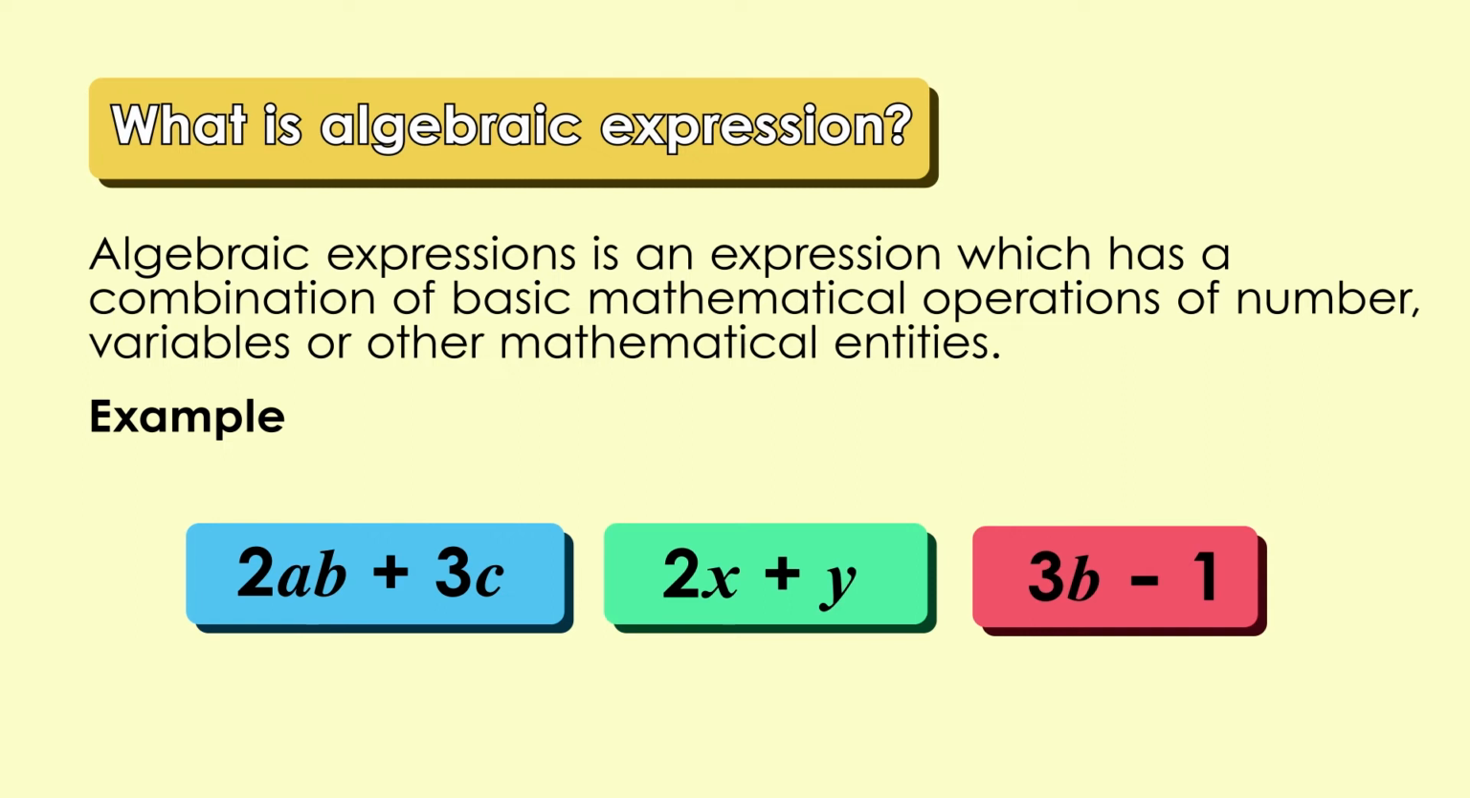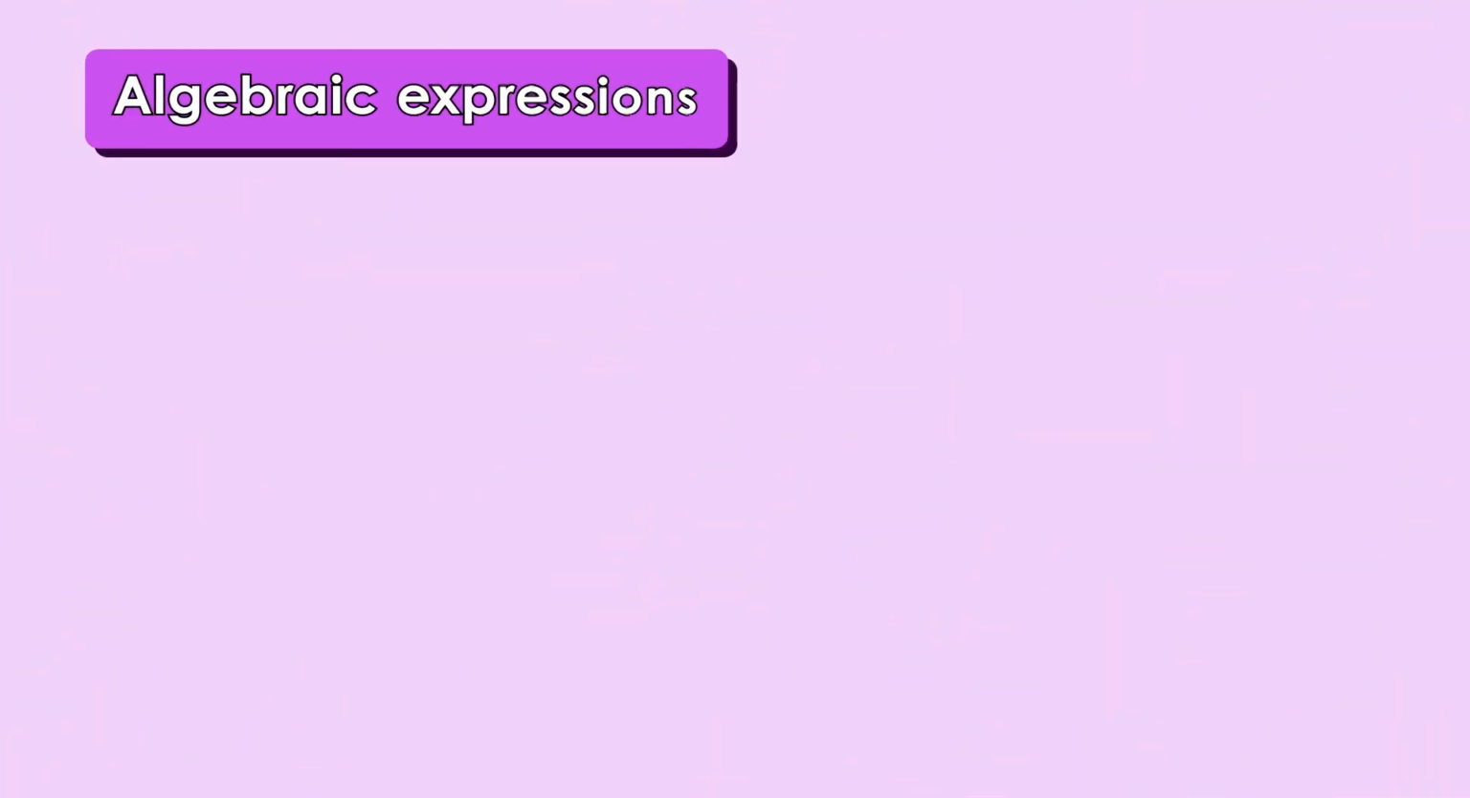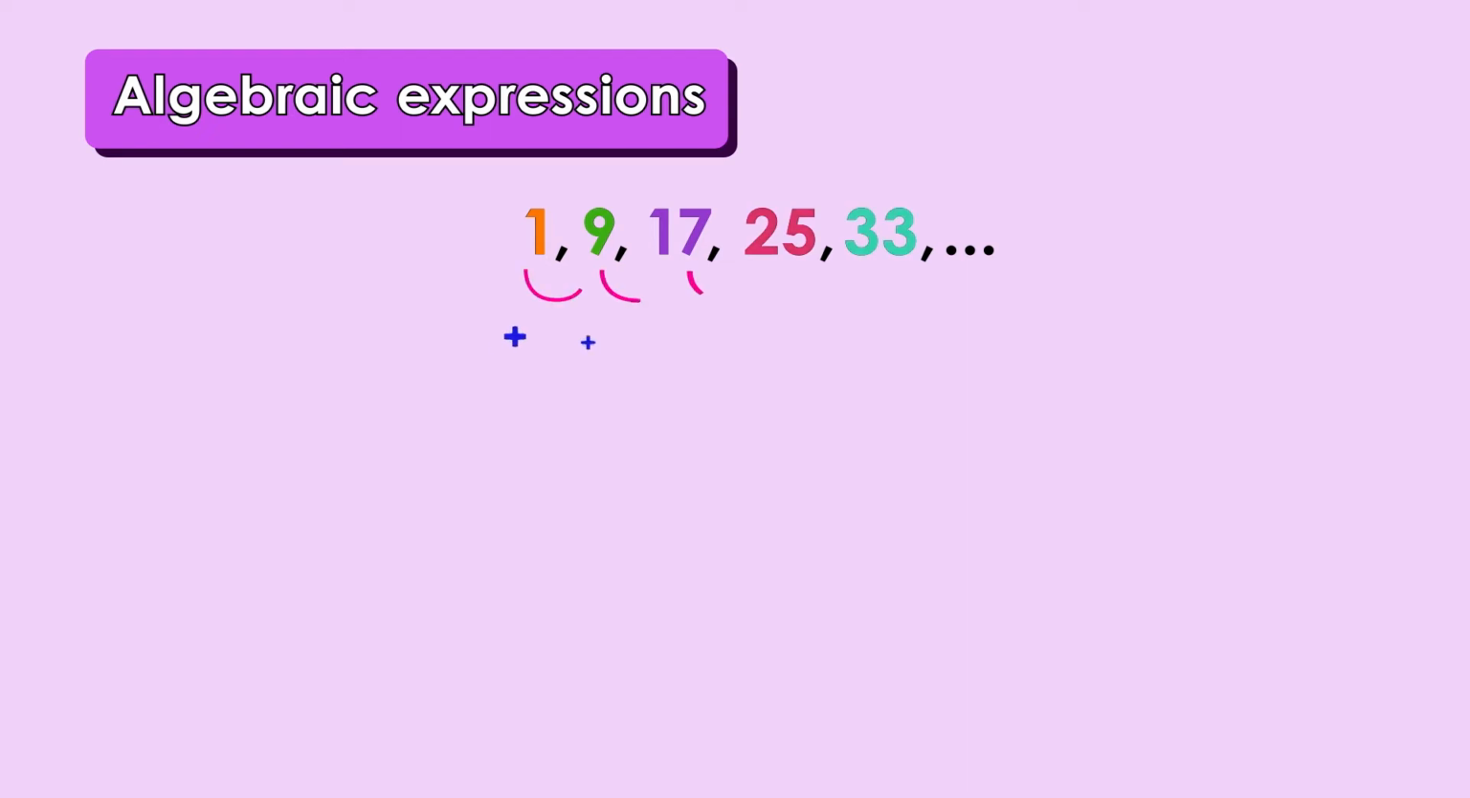Finally, let's represent the sequence of numbers using an algebraic expression. Boys and girls, let's go through the following solution. 1 is our first number term. 9 is the second term. 17 is the third term and so forth. Plus 8 is the pattern. So, we will write it like this.